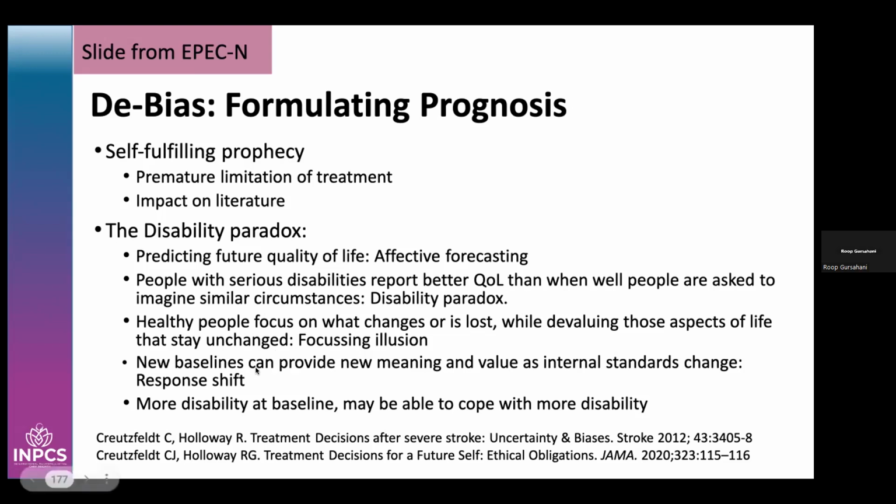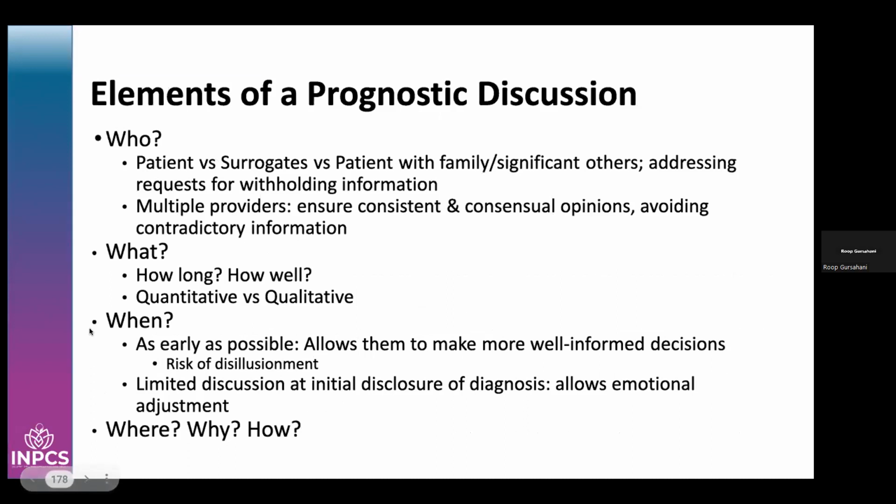So as people move into life with disability, baselines change and new meaning and new value emerges. So that is something that we have to keep in mind. So when you have this kind of a prognostic discussion, you first, of course, have to figure out who you're having it with. Obviously, in neurology, it's typically surrogates. Sometimes the problem is that the providers, the doctors, may be multiple, so you have to be sure that this is consistent. What you have to answer is how long and how well.